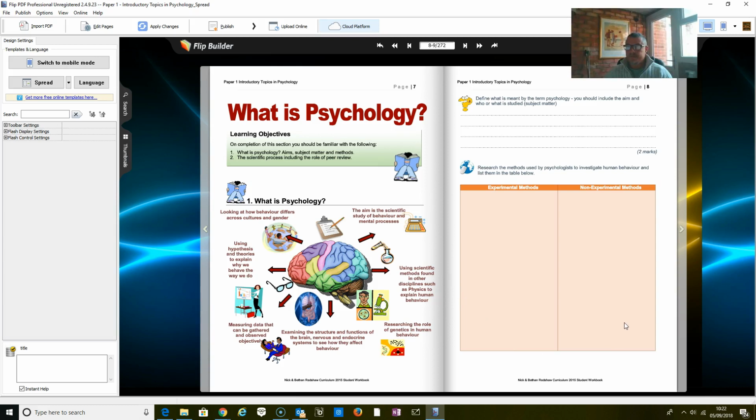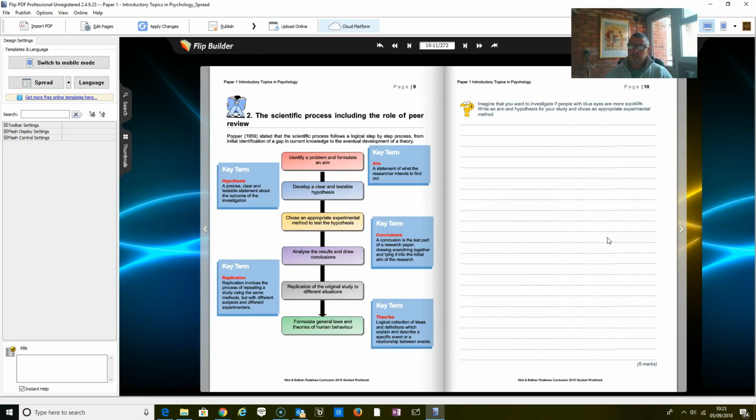So, what is psychology then? Well, psychology is the scientific study of human behaviour. So moving on to the second learning objective then. The scientific process, including the role of peer review.